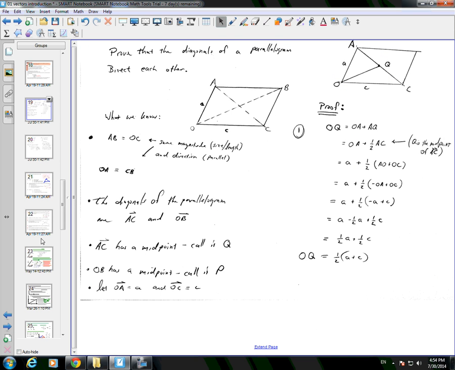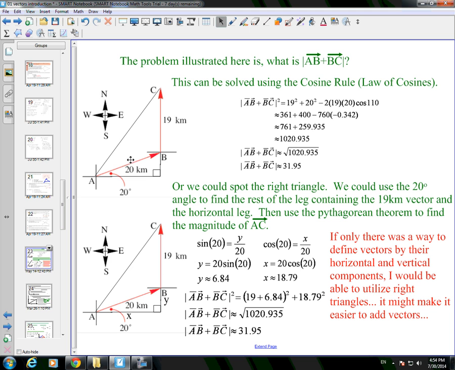I can't find it, but either way, the problem here has two vectors: A at a 20-degree angle from horizontal, and it's 20 kilometers long, and the vector BC is 19 kilometers long, and it's going due north. The objective is to calculate the length of the sum of those two vectors. That would be, in other words, the magnitude of vector AC.